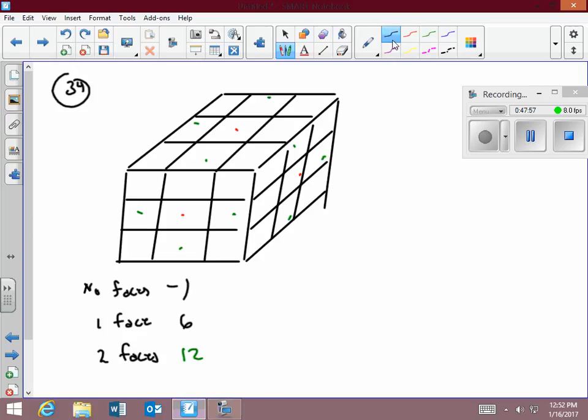And then 3 faces. There's the corner ones, right? 1, 2, 3, 4, 5, 6. There's got to be 4 on the bottom and 4 on the top. There's 8 of them, right?